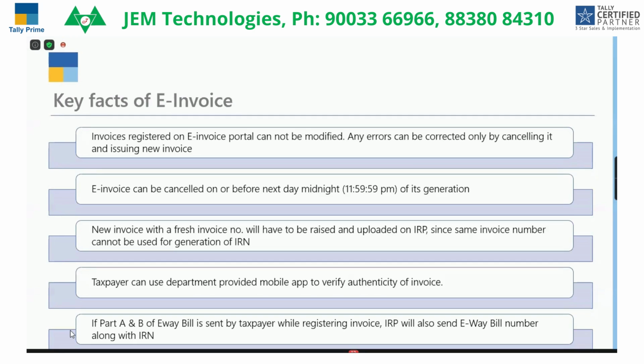The taxpayer can use the department provided mobile app to verify authenticity of the e-invoice. If part A and part B of the e-way bill is sent by the taxpayer when registering the invoice, IRP will send back the e-way bill number along with the IRN.